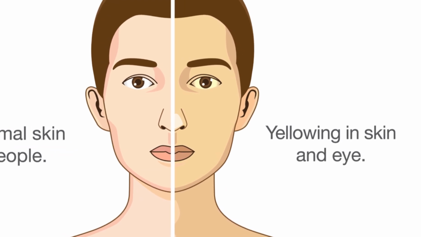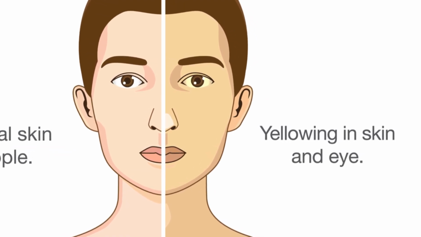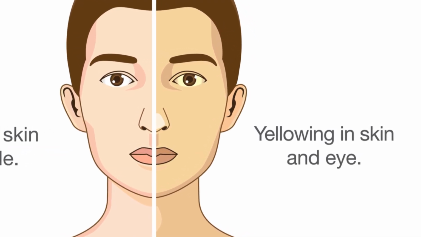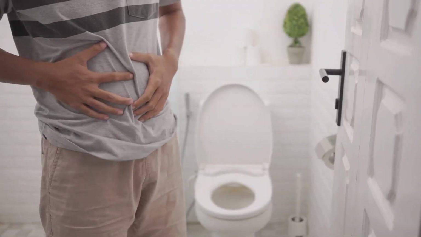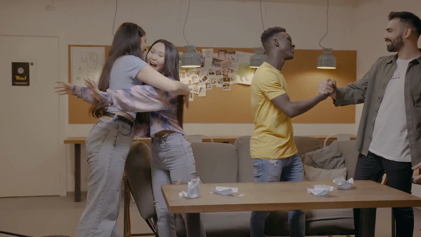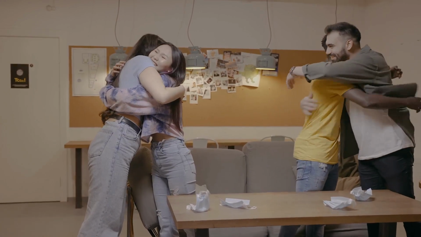Hepatitis B. Common symptoms are yellowing of the skin and white parts of the eyes, dark urine, extreme fatigue, nausea, vomiting, and abdominal pain. Hepatitis B is not spread through casual contact like food, shaking hands, or hugging.